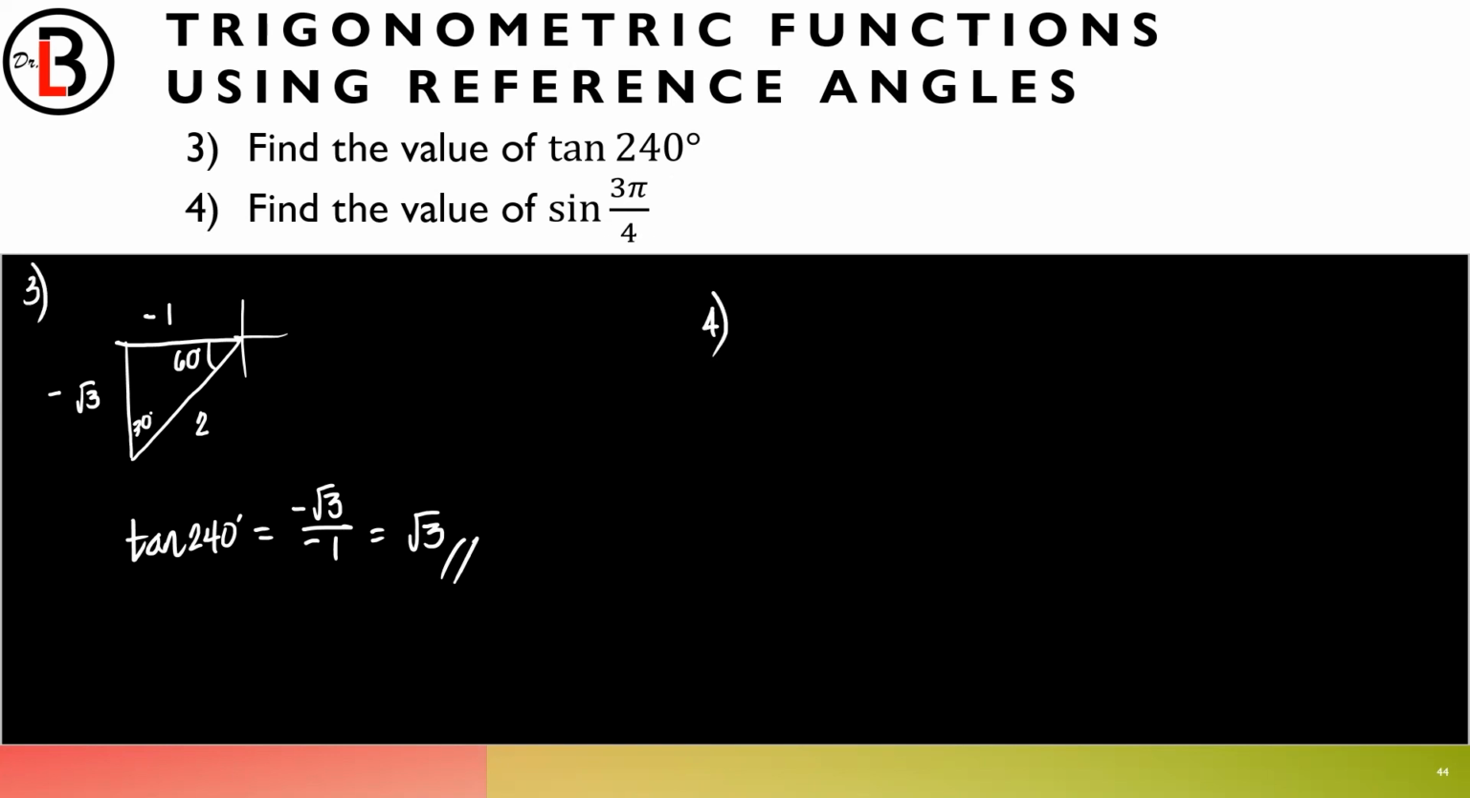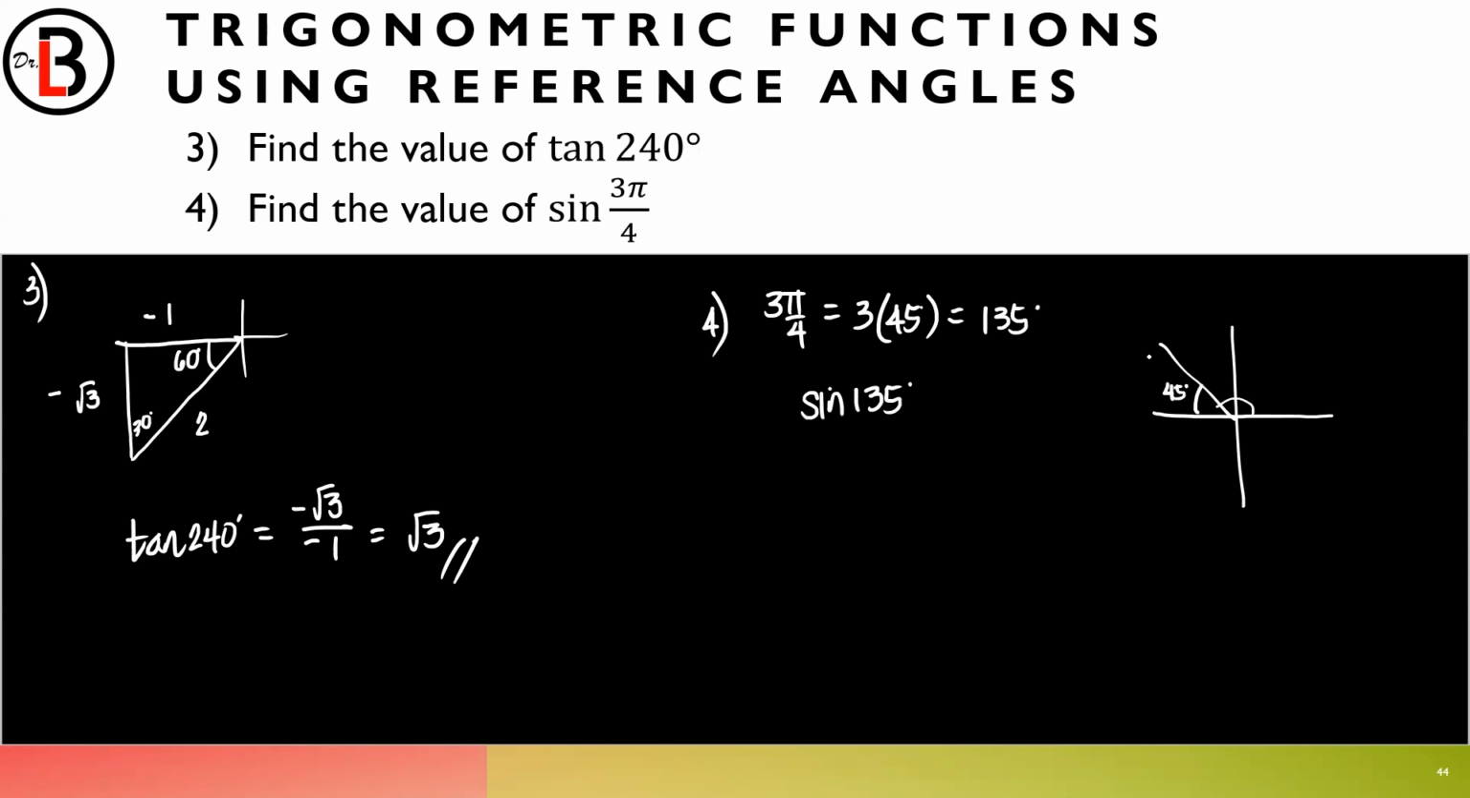This one's quite difficult because it is in terms of pi. So maybe we can use what we learned earlier. 3 pi over 4 is actually 3 times 45 degrees. So 135 degrees. We can rewrite that: sine of 135 degrees. Okay. We know that 135 degrees is in the second quadrant, right? This one, 135. So the reference angle would be a 45-degree angle.